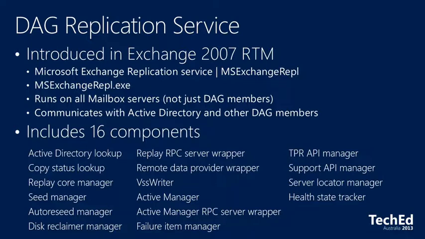Some of the other interesting things: the TPR API manager. TPR stands for third-party replication. We still do have a third-party replication API inside the database availability group. There is one vendor that makes a product that uses that API, but I have yet to encounter any customers that are using that. Most customers seem pretty happy with the default continuous replication that we include. And then there are other server locators and health state trackers that, as their names imply, do those kinds of things.